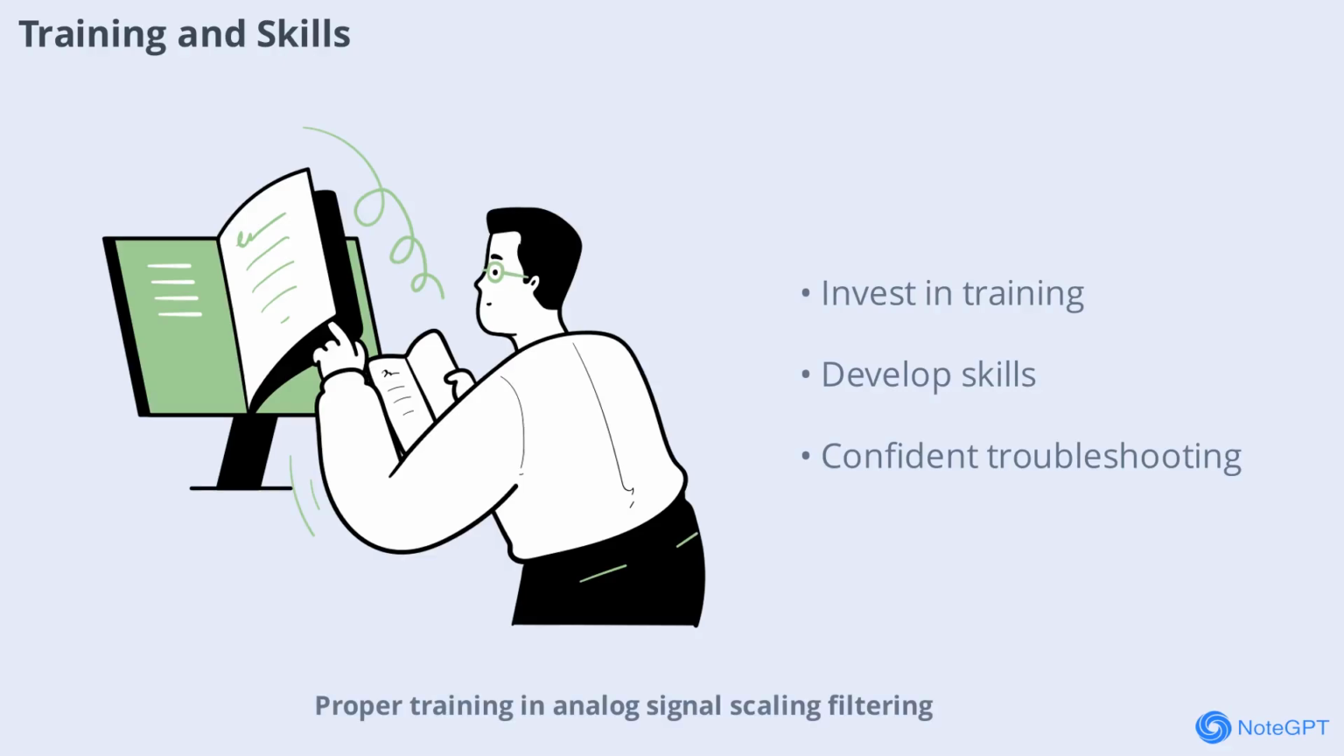Proper training in analog signal scaling, filtering, and troubleshooting is essential for all automation personnel. Investing in skills development ensures that your team can handle any signal-related challenge with confidence.